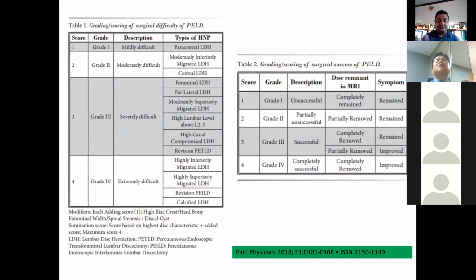And we can grade and score the difficulty of the endoscopic surgery of discectomy by the table, and we can also grade as seen in this table. We can get more information about these two tables in Pain Physician. You can note this one.